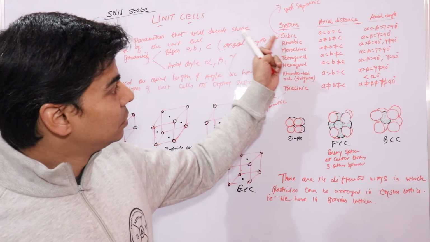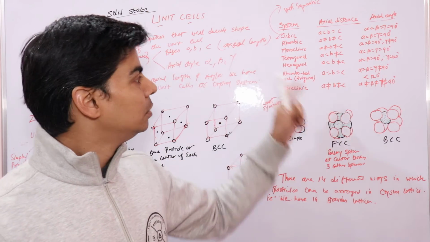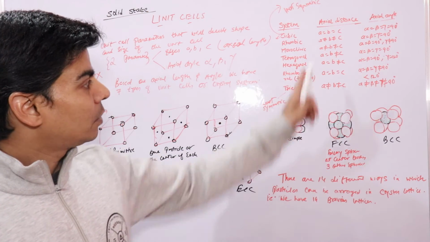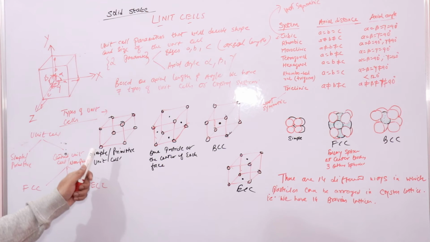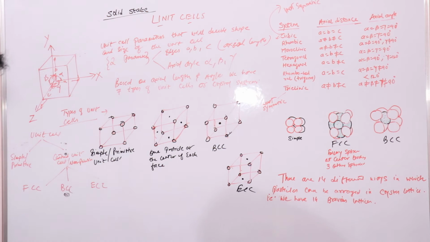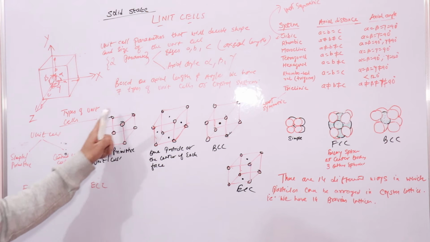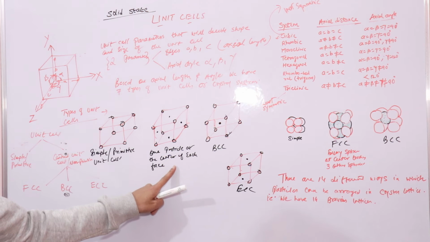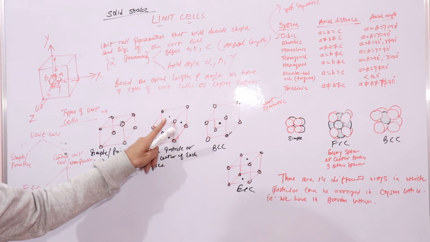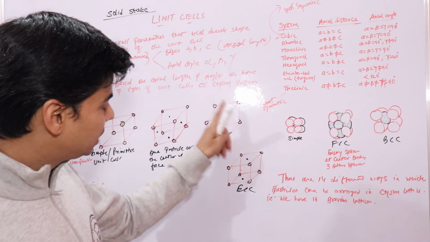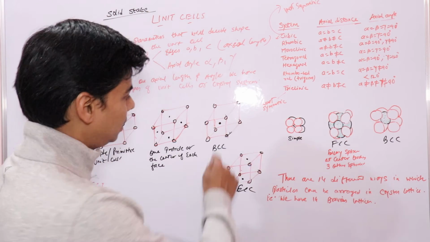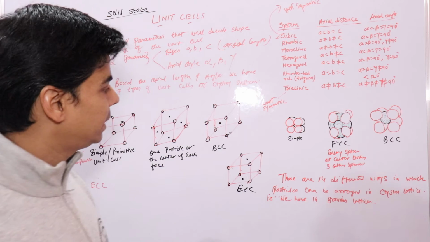If you look at this geometrical figure, a cube, where all the axial lengths and axial angles are equal, we find that there are three different ways in which particles in a simple cube can be arranged. One is simple, in which particles are at the corners. One is face centered, in which one sphere or particle is at the center of every face. One is body centered, in which a particle is present at the center of the cube.